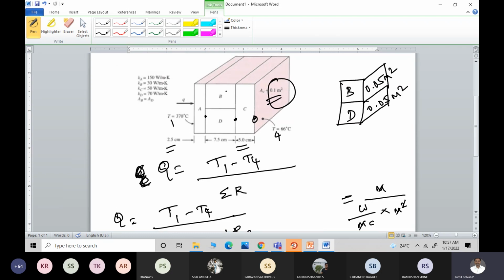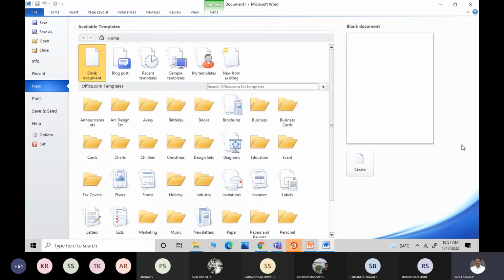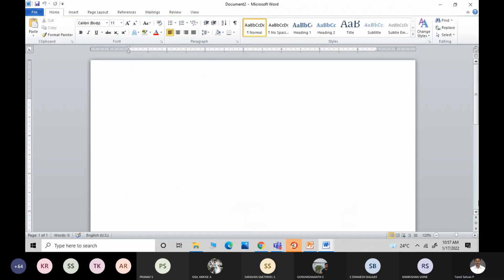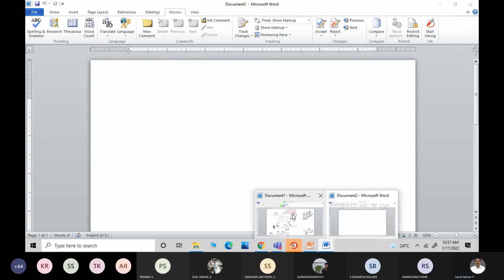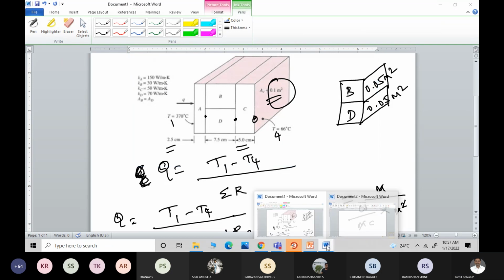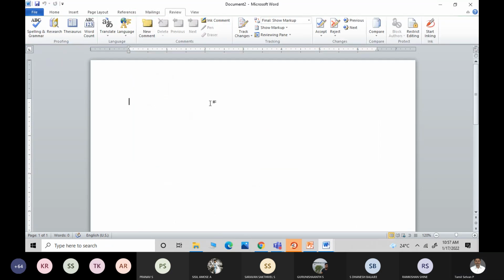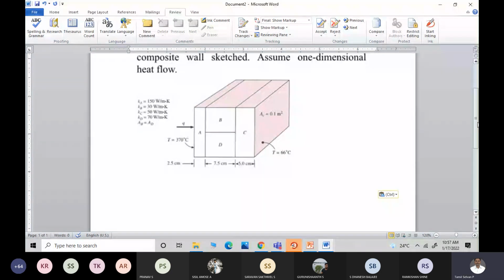Now we have here a parallel circuit, B and D. Actually, the circuit will be more or less like this. So when we draw the thermal circuit for this particular diagram, for this particular problem, it will be like this.